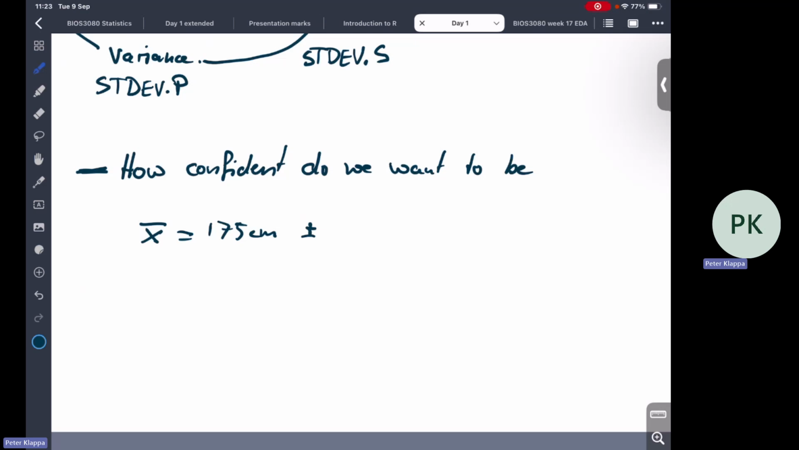What would you say? 10 centimeters? Yeah? How confident are you? You're not confident. Plus minus 7.58. Plus minus 7.58. How confident are you? Decently. Oh, that's good.